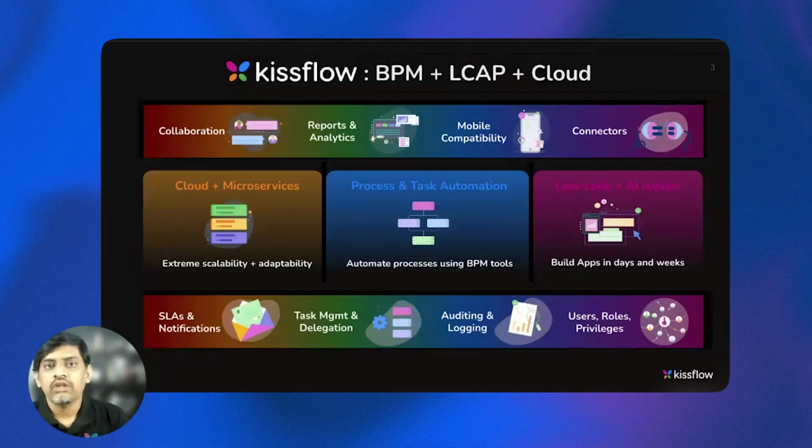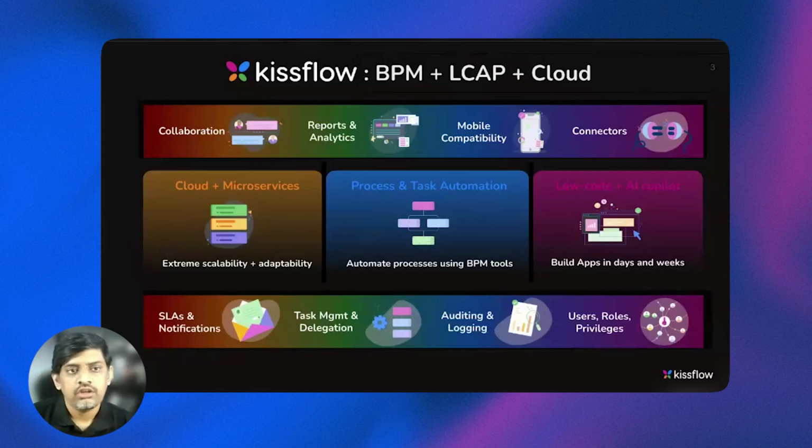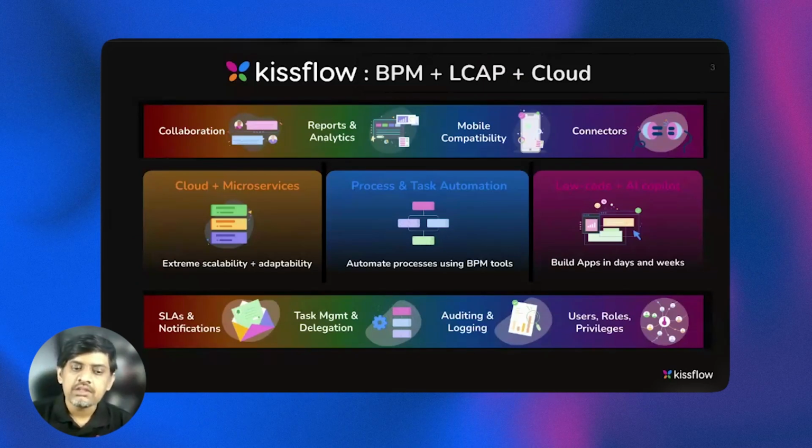And these are around collaboration, the reporting pieces, compatibility with mobile. You do not have to create separate screens for mobile. It's automatically responsive. We have a ton of connectors that are available, both named as well as an open REST API, as well as an open SOAP API connector, which will allow you to connect into a host of different systems today. In addition to this, we have the traditional workflow automation requirements around SLAs and notification, task management, auditing, and user roles and responsibilities.